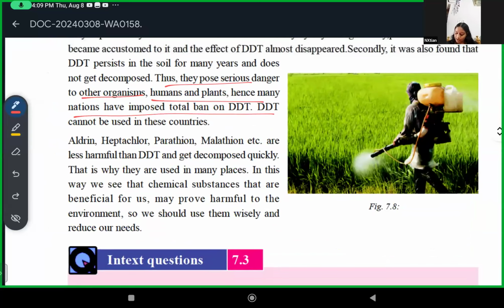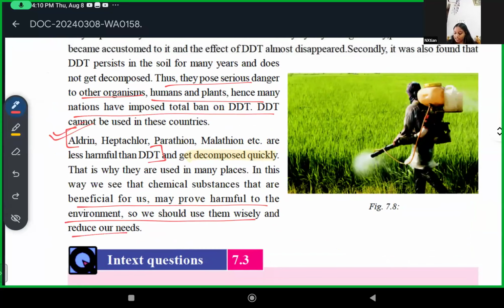Aldrin, heptachlor, parathion, malathion, etc. are less harmful than DDT and also they can be decomposed. So that is why these pesticides are used now in many countries. In this way, we see that chemical substances that are beneficial for us may prove harmful to the environment.